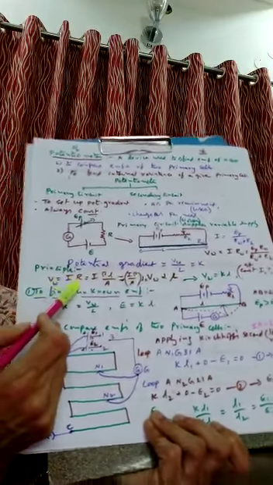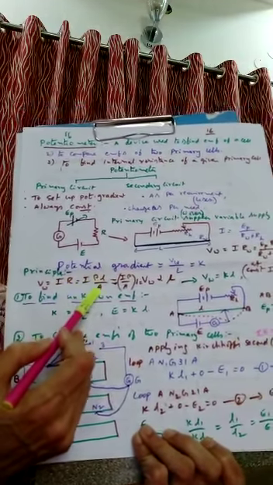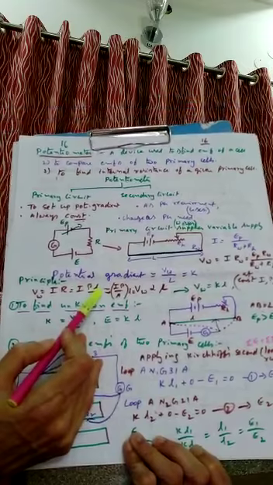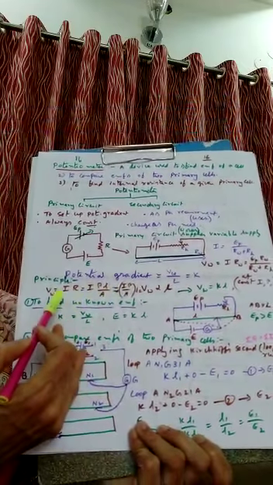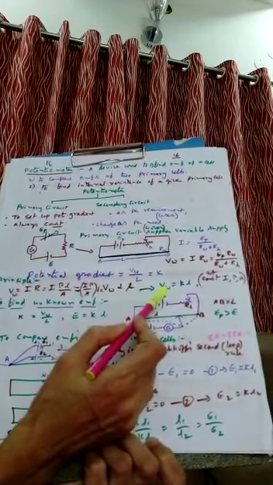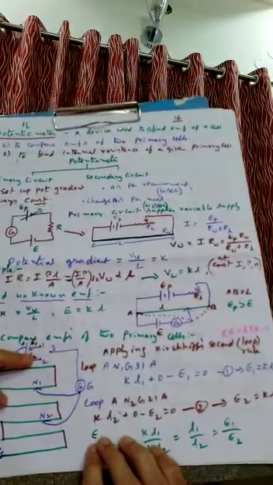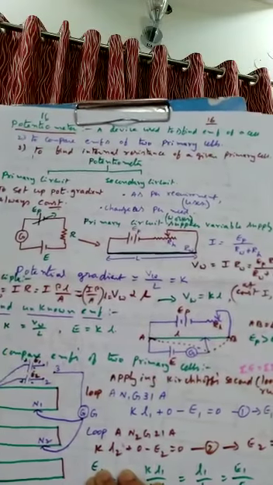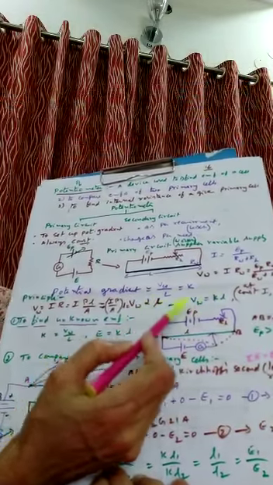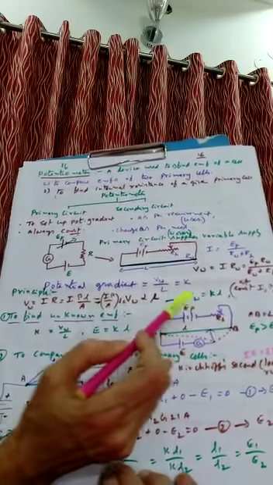We know that VW is equal to IR. What is R? Rho L by A, where A is the area of cross section, rho is the specific resistance of the given wire, and L is the length of the wire. So VW is equal to I rho by A into L. So VW is proportional to L. That is, VW is equal to K into L, where K is a constant called potential gradient, VW by L, given by I rho by A. The value of K is I rho by A. This is called potential gradient, which is equal to VW by L.